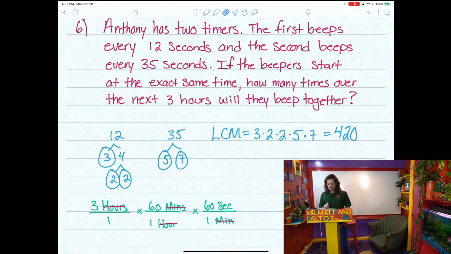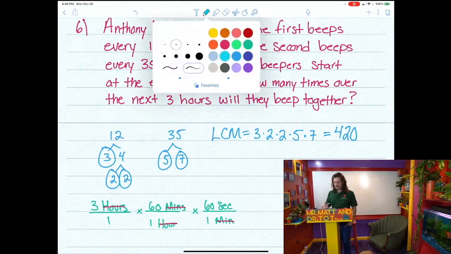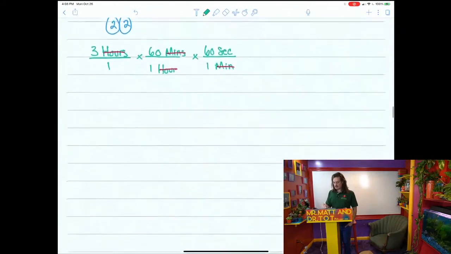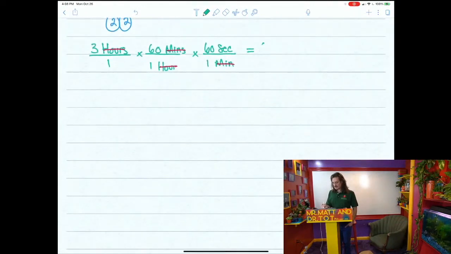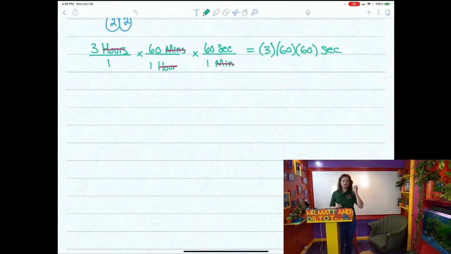Okay, so our LCM, or simultaneous rate of beeping, is 420 seconds, meaning every 420 seconds both of the beepers will beep together. And if we calculate how many seconds are in 3 hours, we just need to multiply all across here. And so we end up with just 3 times 60 times 60 seconds. 60 times 60 is 3,600. 3,600 times 3, is that 10,800?